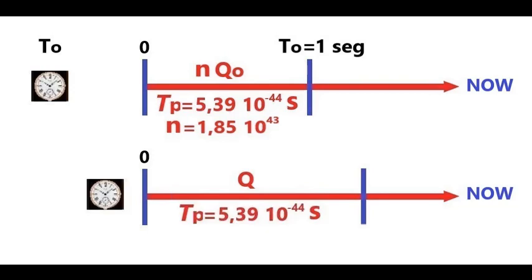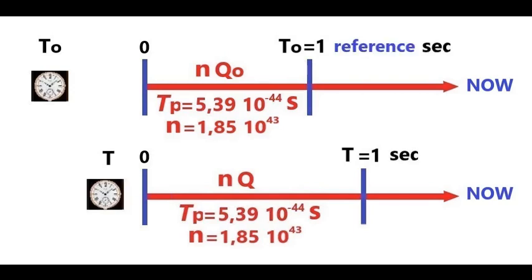But the repetitive Planck time marked by the local clock is calibrated to 5.39 times 10 to minus 44 seconds. If n is equal to 1.85 times 10 to 43, when passing n times q Planck times, the clock was built to mark the time t, equal to 1 second. But the second from above is not the same as the second from below. We will call t0 the reference second, and t the own second of any other place in space.